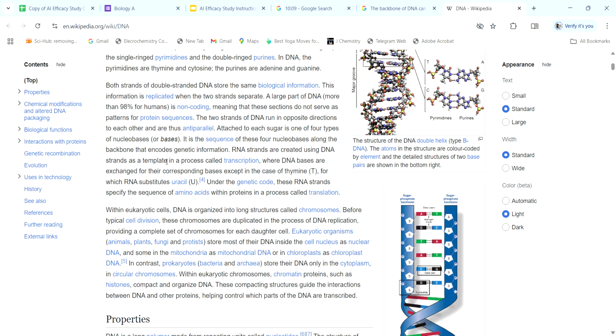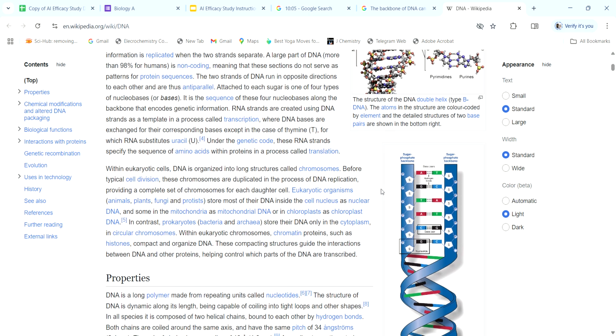RNA strands are created using the DNA strand as a template in a process called transcription, where DNA bases are exchanged for their corresponding bases, except in the case of thymine, for which RNA substitutes uracil. Under the genetic code, these RNA strands specify the sequence of amino acids within proteins in a process called translation.